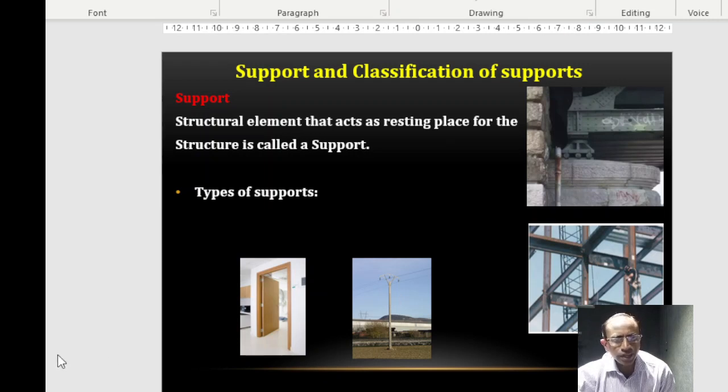In general, there may be some other types of supports, but in both strength of materials and even structural analysis, for most of the design cases we deal with only these three types of supports: fixed support, hinged support, and roller support. All right.